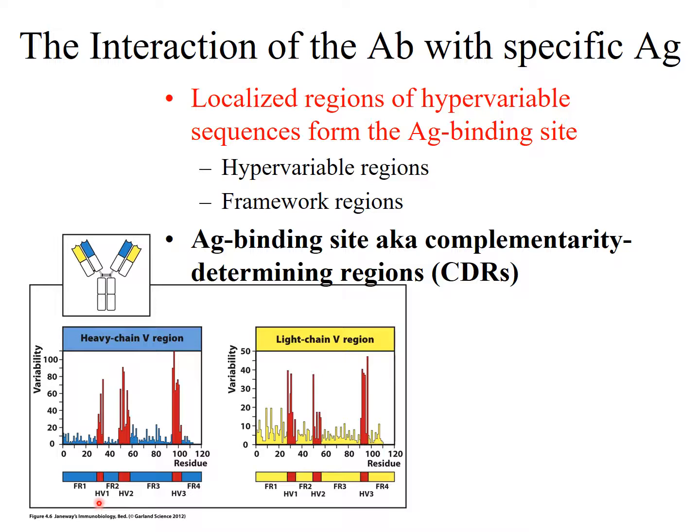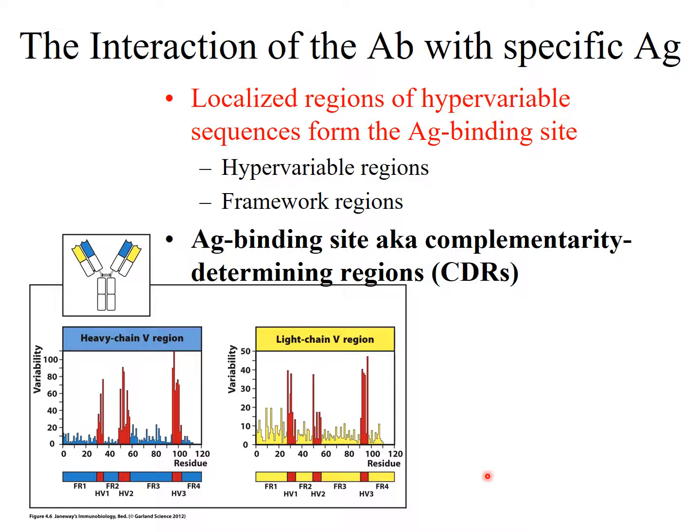You see, these are referred to as HV1, HV2, HV3. They correspond to specific amino acids, 30 through 36 for HV1, 49 to 65 for HV2, and 95 to 103 for HV3 on the heavy chain. Light chain, 28 to 35, 49 to 59, and 92 to 103 respectively for HV1, HV2, HV3.